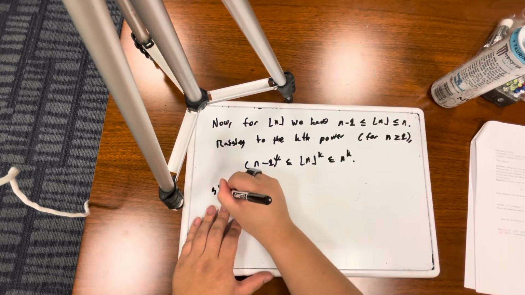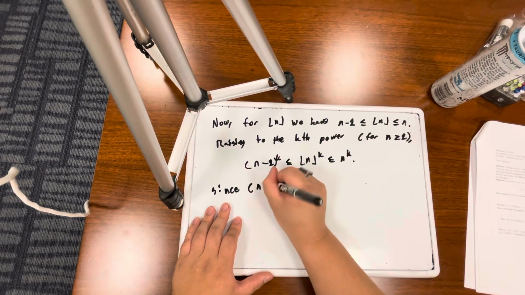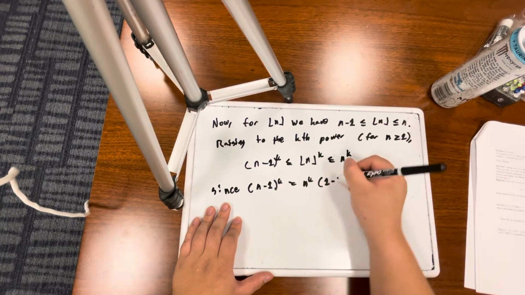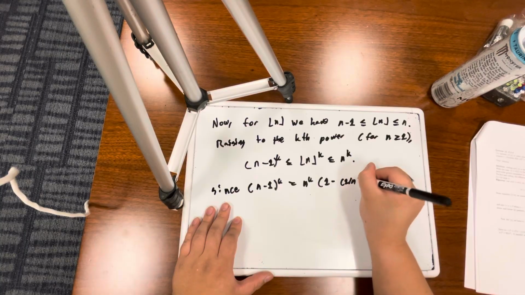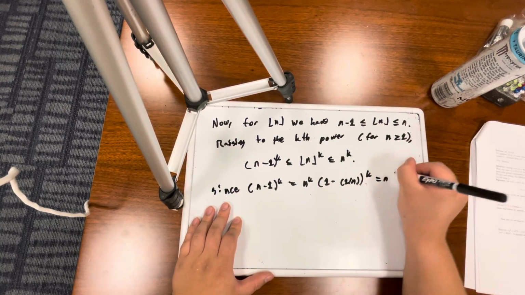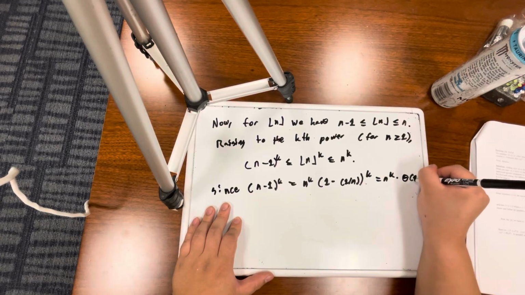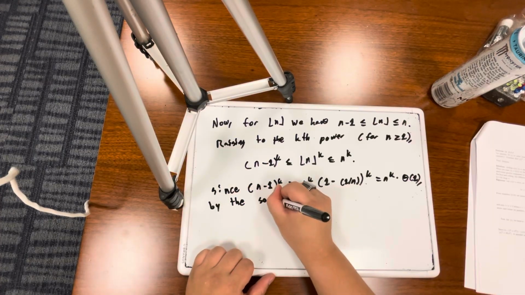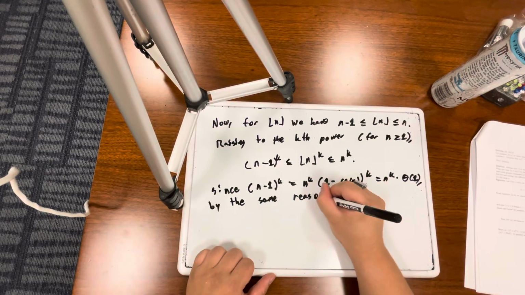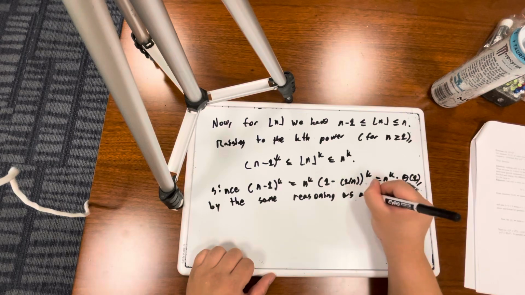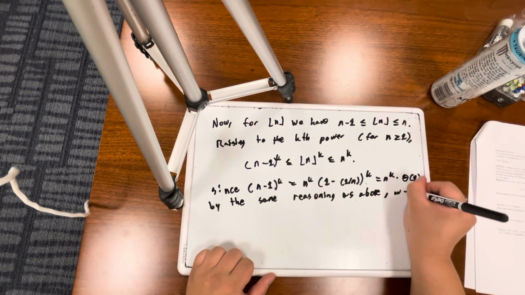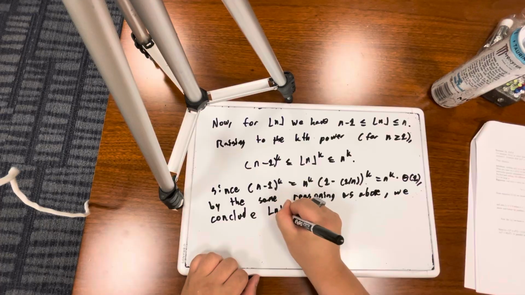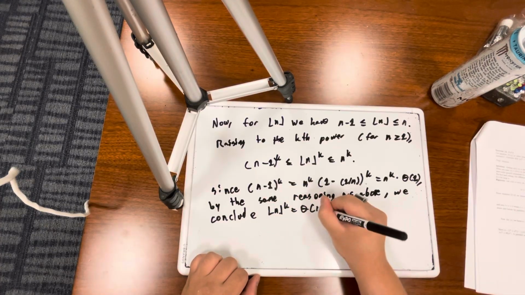Now, since (n - 1)^k is equal to n^k times (1 - 1/n)^k, which is equal to n^k times Θ(1), by the same reasoning as above, we conclude floor(n)^k is equal to Θ(n^k).